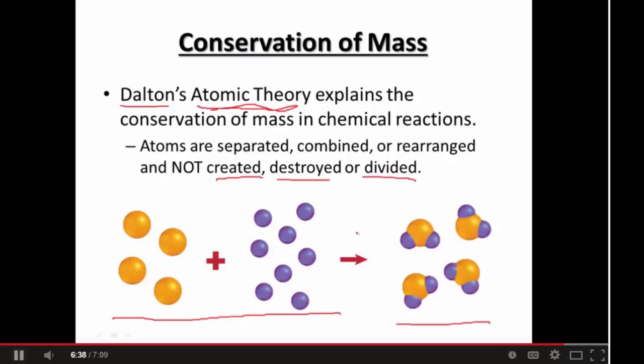So basically we have 4 orange atoms, and we have 8 blue or purple atoms. And when they combine to make, looks like water here, I guess, H2O, basically you still have 4 O's and 8 blues. So they just combine, separate, and rearrange to form something new. And that's kind of how Dalton explained the law of conservation of mass.